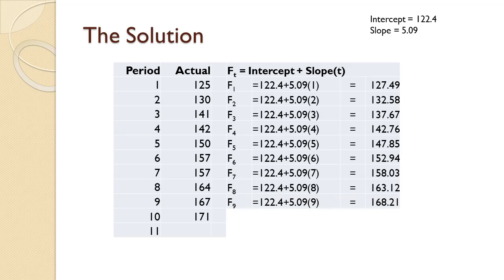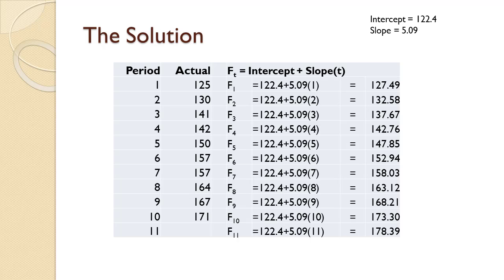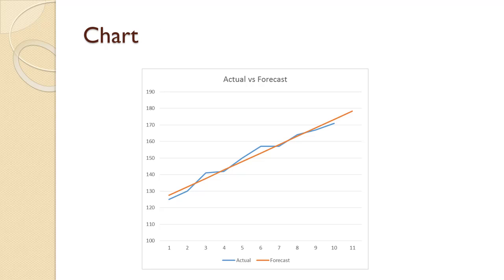F9 equals 122.4 plus 5.09 times 9 equals 168.21. F10 equals 122.4 plus 5.09 times 10 equals 173.30. F11 equals 122.4 plus 5.09 times 11 equals 178.39. This slide shows a chart of the results.